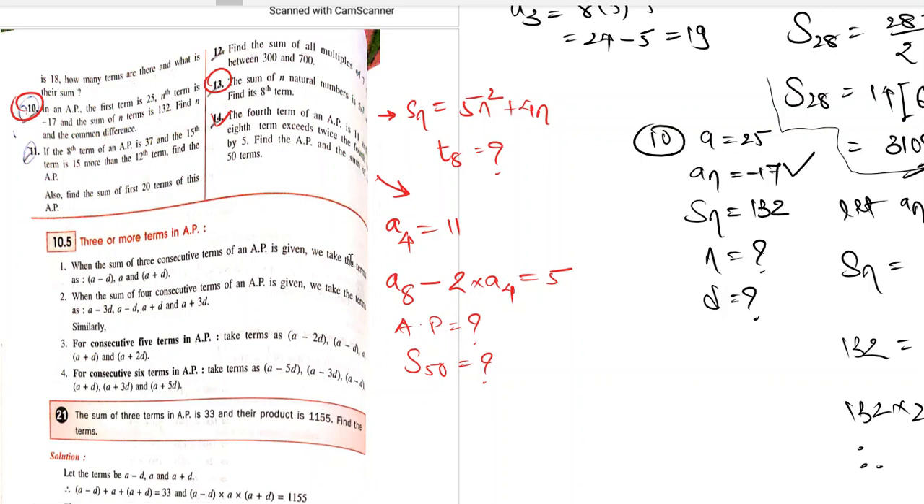Okay, next question is question number 13. I can't see question number 13 properly, so I have seen it in another PDF. Somebody sent me this question as a doubt, some other student, and then I saw this question there. The sum of n natural numbers is 5n square plus 4n. Find the eighth term. Okay, this is very easy. This is very interesting. Question number 13, exercise 10C.